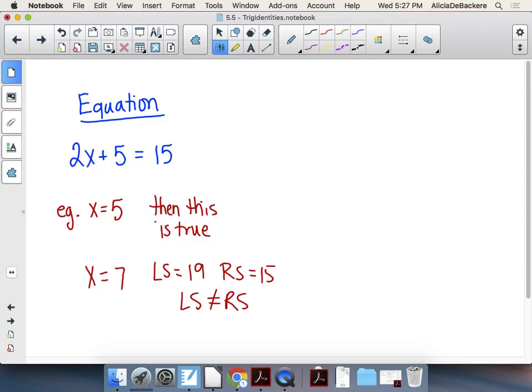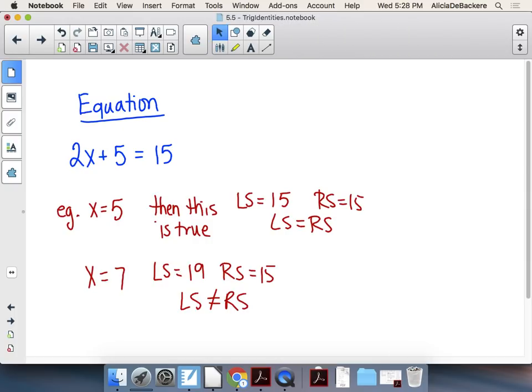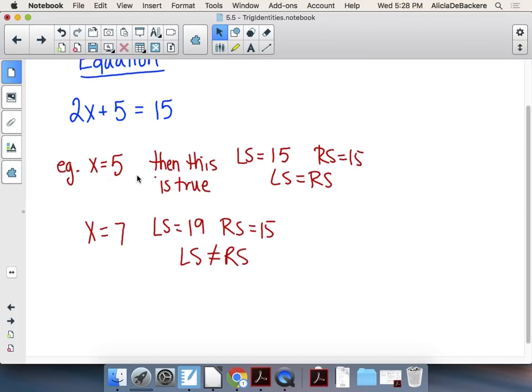And this is going to happen for an equation. Some numbers, like x equals 5, work. Here I would get the left side is equal to 2 times 5 is 10, and 10 plus 5 is 15. And I would get the right side is equal to 15, and there the left side is equal to the right side. So sometimes for an equation, when I pick a number, I get a true statement, and sometimes I get a false statement. That's not the same for an identity.